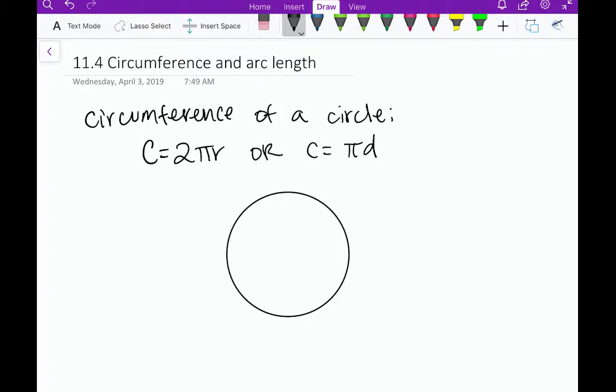This is the video for chapter 11, section 4. We're going to be looking at circumference and arc length. So chapter 11 is all about length and area, and I wanted to start with circles.